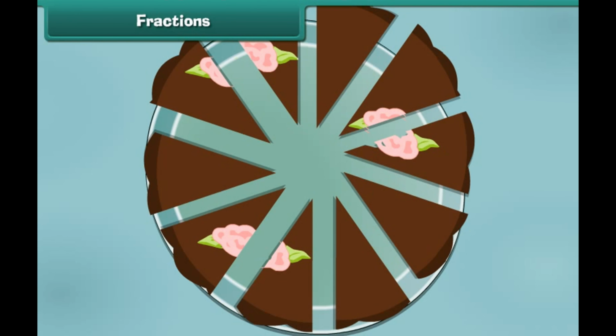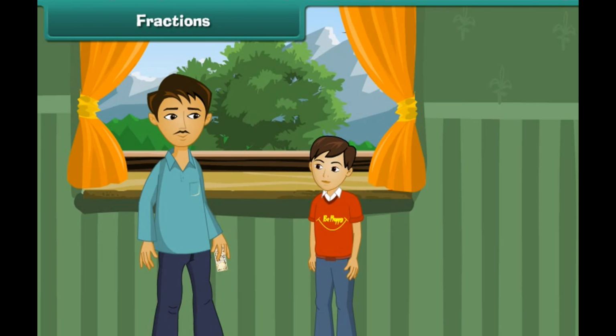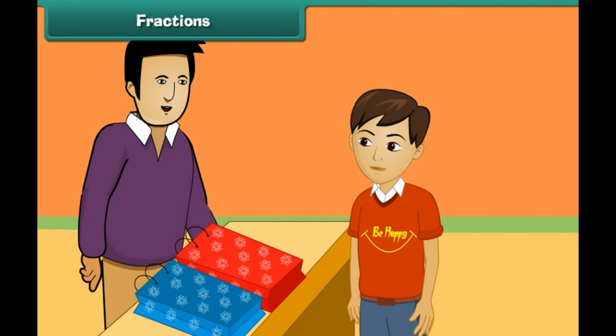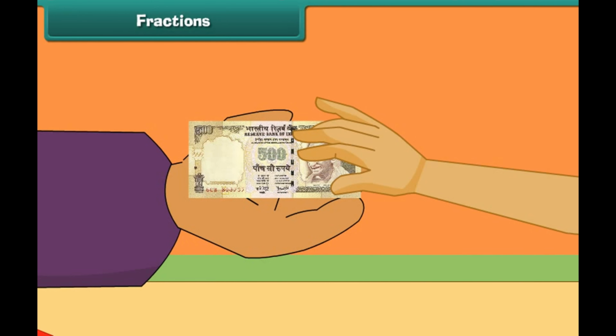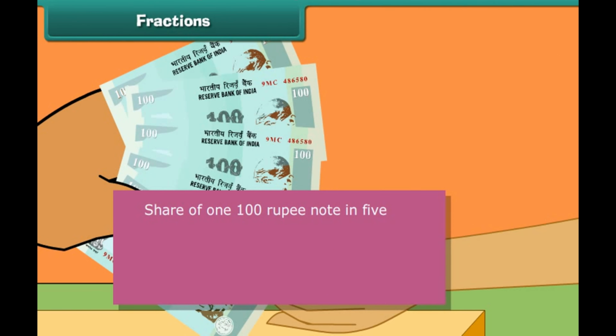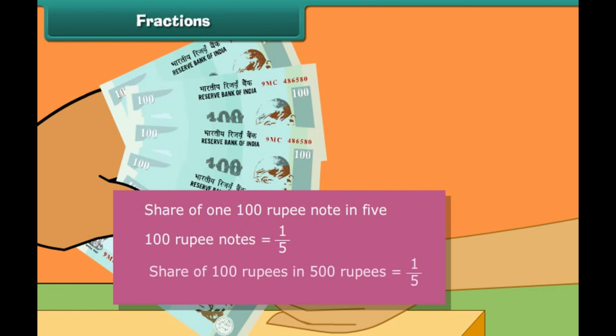Consider another example. Rishabh's father sends him to a nearby shop to get a 500 rupee note exchanged for 100 rupee notes. The shopkeeper accepts the 500 rupee note and gives five 100 rupee notes in return. Each 100 rupee note is one out of the five notes. Therefore, 100 rupees constitutes 1/5th of 500 rupees.